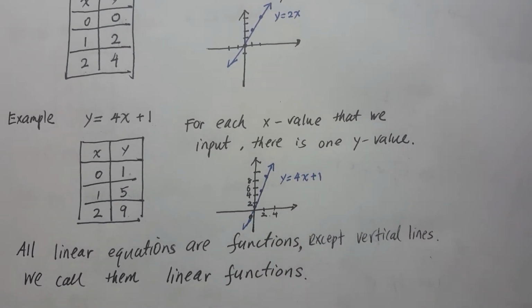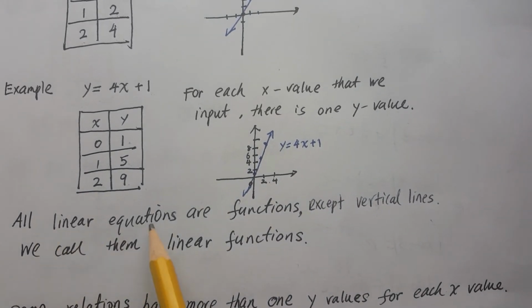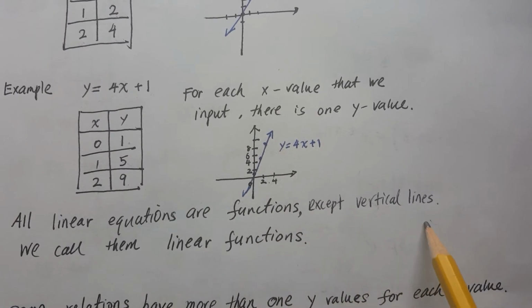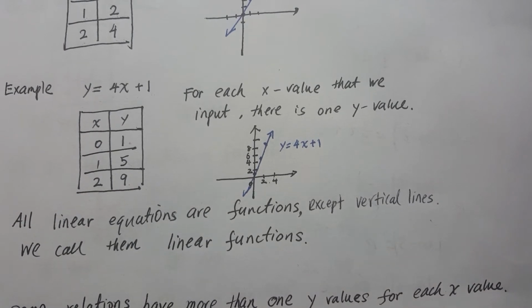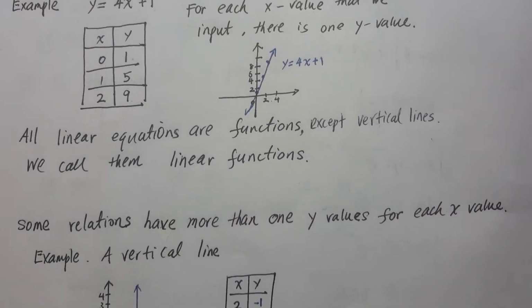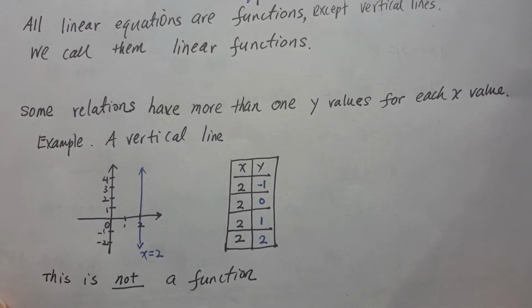So now we can make a conclusion: linear equations are functions, except vertical lines. We call them linear functions. Now let's take a look at the vertical line. Let's see what happens to it.